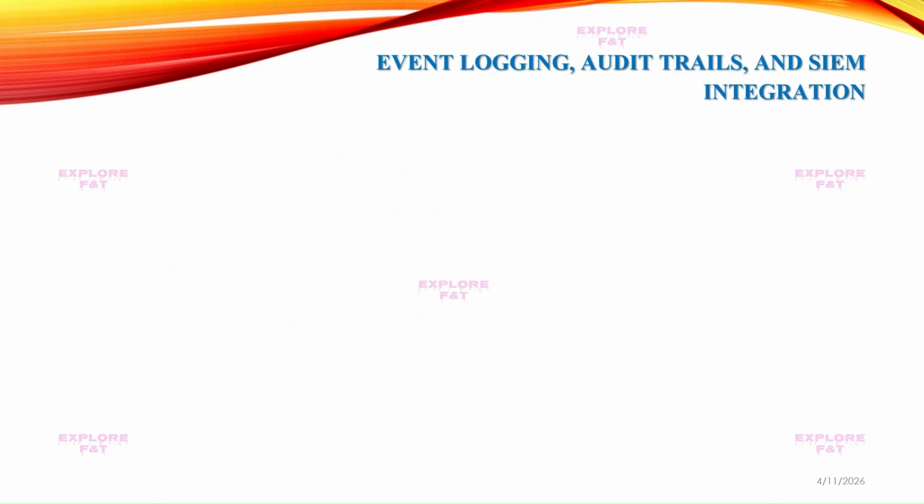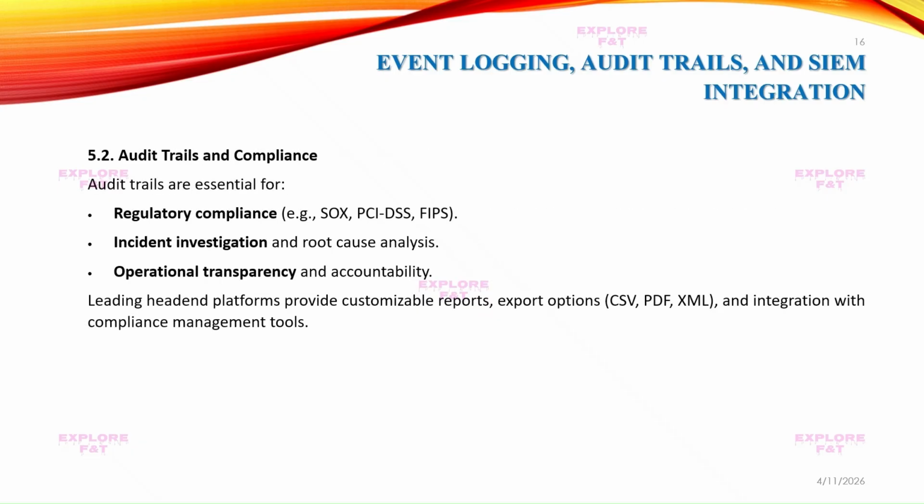Next one is audit trail and compliance. Audit trails are essential for regulatory compliance, for example SOX, PCI DSS, FIPS, and for incident investigation and root cause analysis, operational transparency and accountability. Leading Headend platforms provide customizable report export options like CSV, PDF, XML. You can export in whatever format you want, and integrate with compliance management tools. So this is audit trail and compliance.